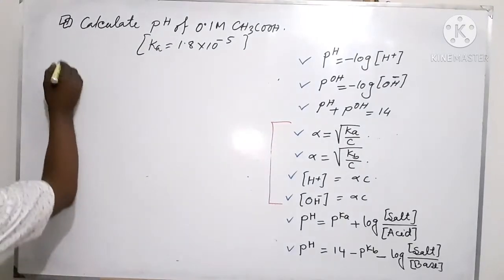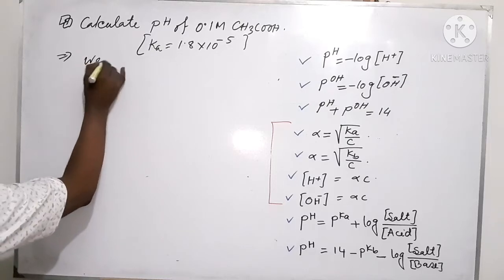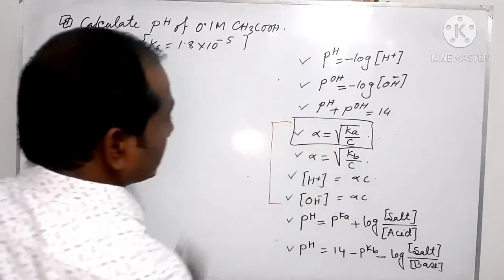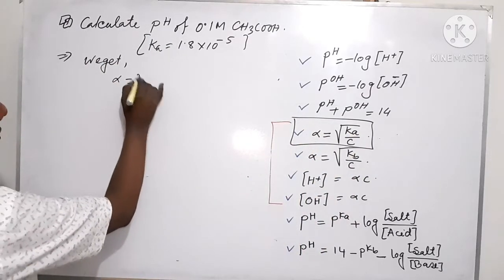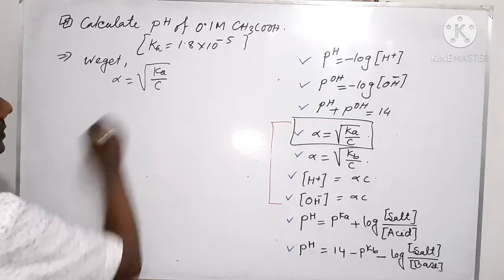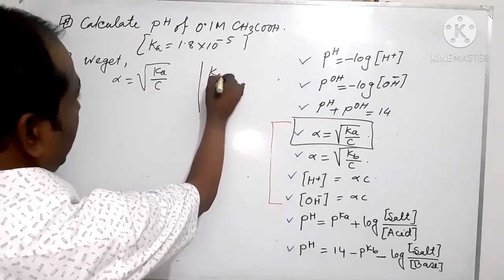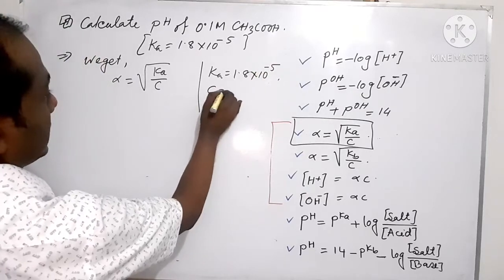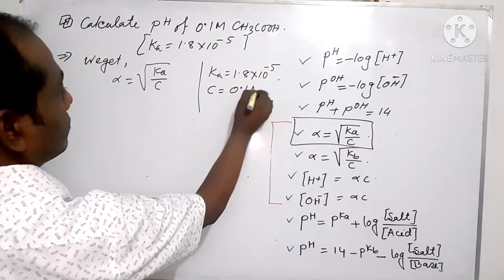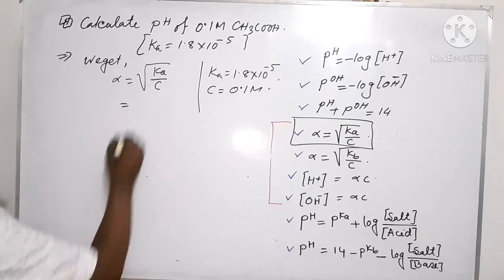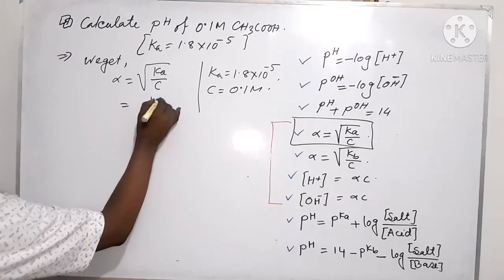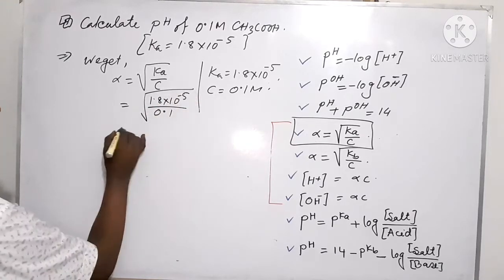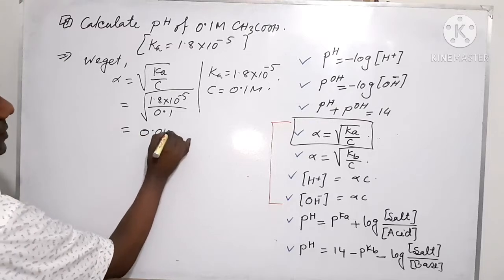Now we get, for a weak acid, alpha equal to root over Ka by C. Here the given Ka value is 1.8 into 10 to the power minus 5, and the given concentration is 0.1 molar. So 1.8 into 10 to the power minus 5 divided by 0.1, and we get 0.0134.